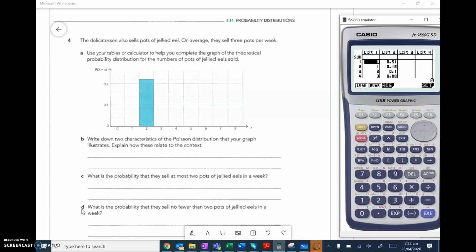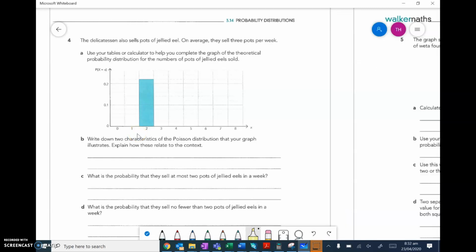So the first one here, it says a delicatessen also sells pots of jellied eel. On average, they sell 3 pots per week. And it says use your tables or calculator. I'm going to use my calculator to help you complete the graph of the theoretical probability distribution for the number of pots of jellied eels sold. So this one is just another way of asking you probability that x is equal to 0, probability that x is equal to 1. So here when it says probability 0, for that part I'm looking for the probability that x is equal to 0.